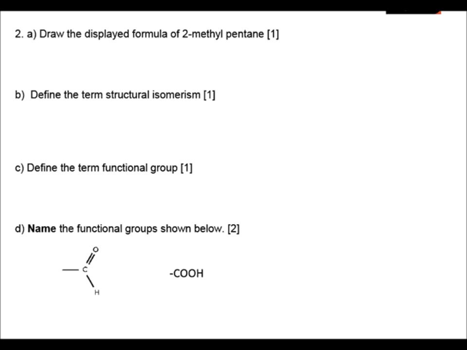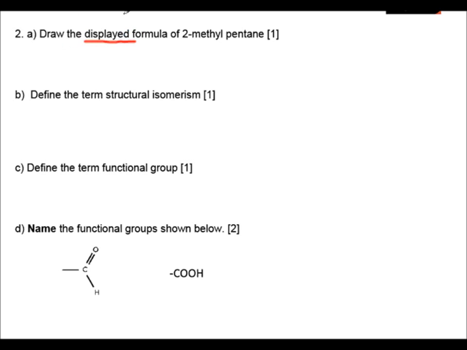Question 2. Now, to get most of the marks on this question, there's very little actual application of knowledge. So as long as you know your definitions and that you can recognise and identify the different functional groups that we've taught you, you should be able to pick up most of the marks quite easily for this question. So the first thing it asks you to do is to draw the displayed formula of 2-methylpentane.